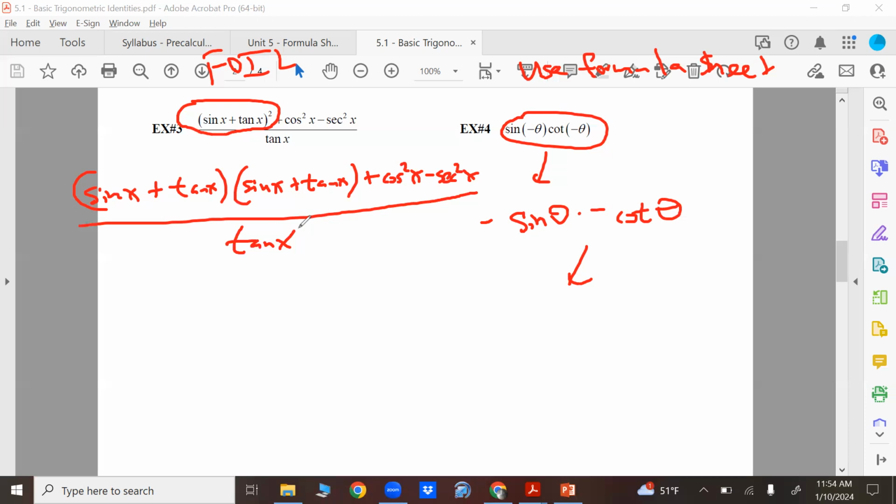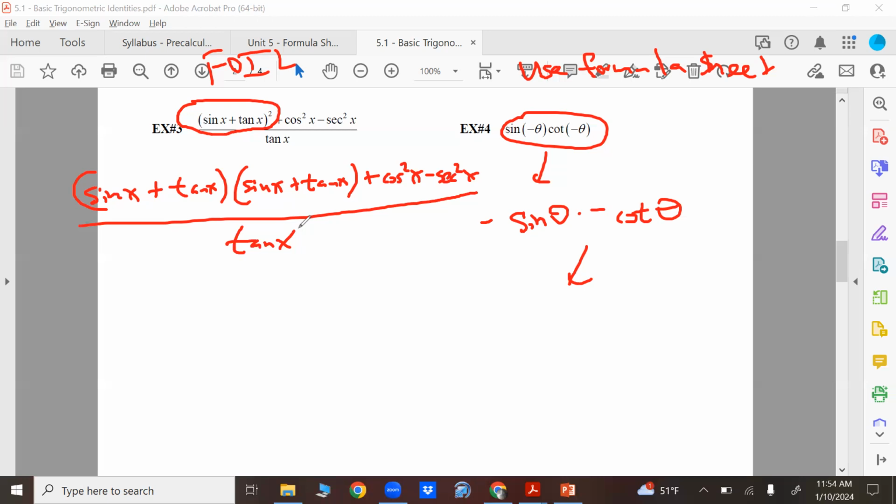Please don't do that ever. Okay. So remember, you have to FOIL. You can't just square the sine. You can't just separate. Some students will do this. They'll say, "Oh, that's sine squared x plus tan squared x," and call it a day. No, it's not distributive. You can't do that.